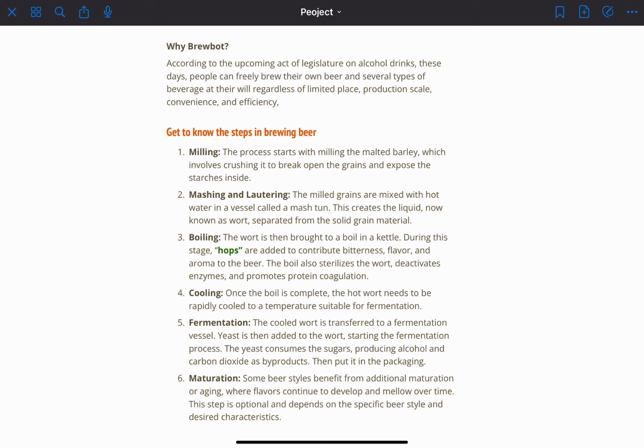The first is milling. This process starts with milling the malt barley, which involves crushing it to break open the grains and expose the starches inside. Second, mashing and lautering. The malt grains are mixed with hot water in a vessel called a mash tun. This creates a liquid, now known as wort, separate from the solid grain material.